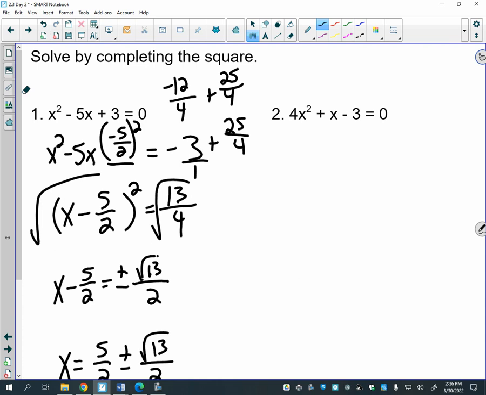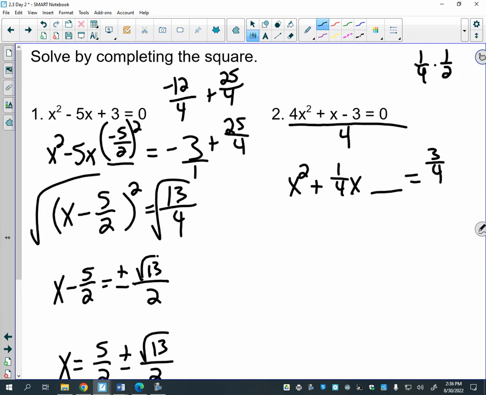I don't do completing the square that often, but it is something that we do have to do at some point on certain problems. The worst part is when there's a number in front, like on this one. So the first thing I would do on this problem is divide everything by 4. So that would give me 1/4 x in the middle. And I'm going to add that 3/4 over to the other side. And then my rule is I have to take half of the middle number. So if I take half of 1/4, that's the same as multiplying by half, would be 1/8 squared. So when I add that to the other side, 1/8 squared is 1/64.